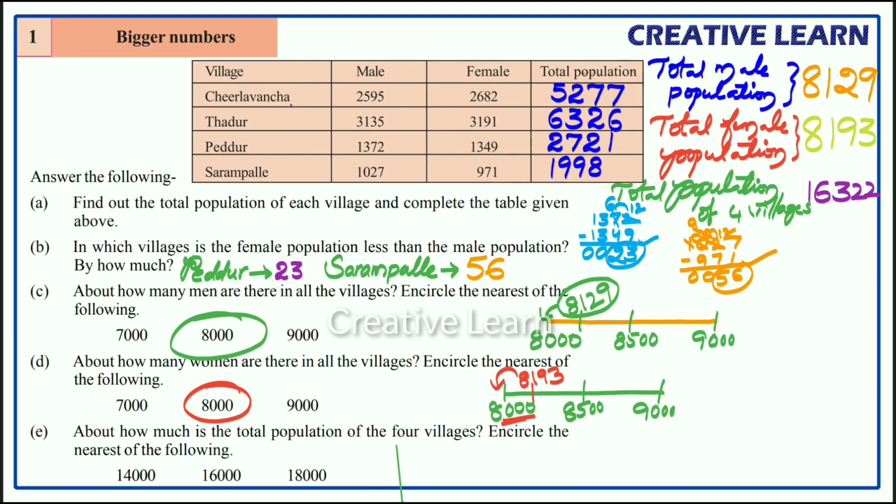Now last question. About how much is the total population of the 4 villages? Encircle the nearest of the following. So here we have already, what is the total population of 4 villages? It is 16,322. Now what is the nearest number of 16,322? Let's do it.